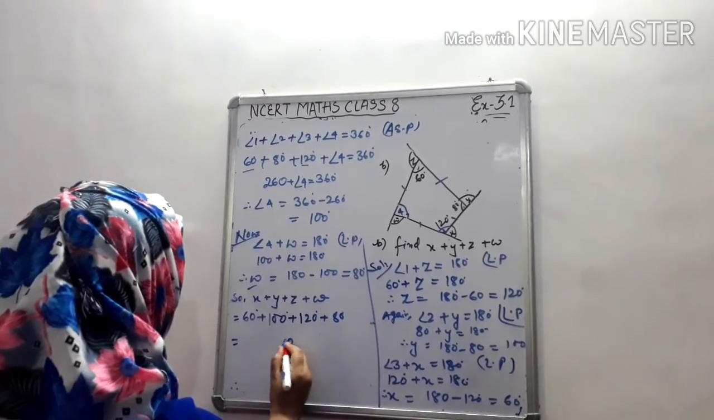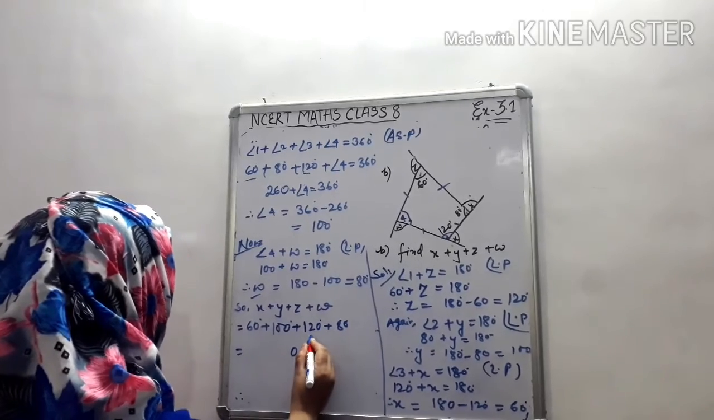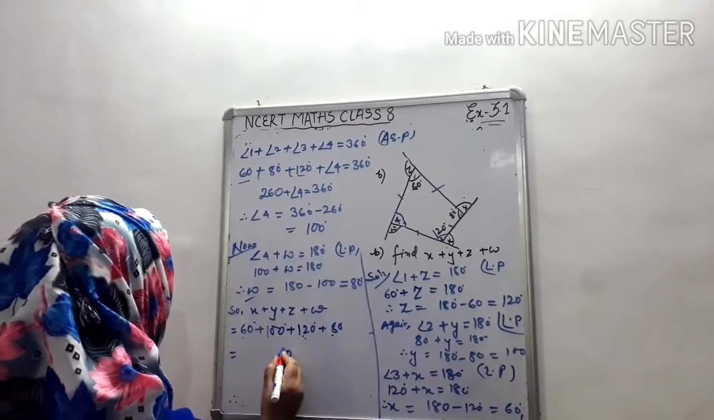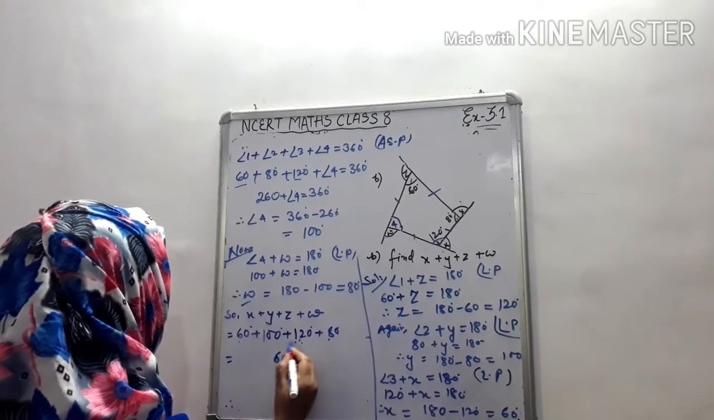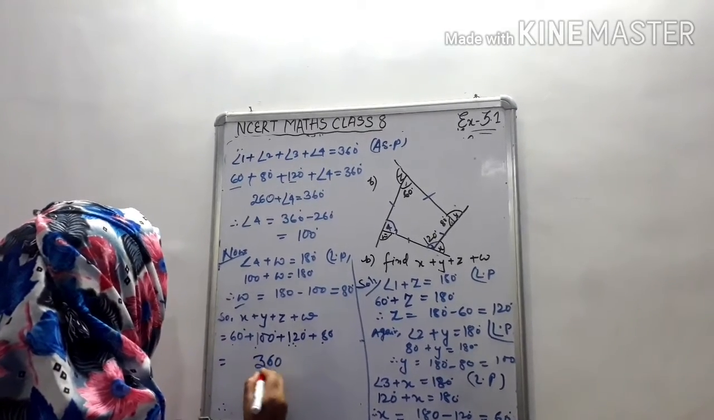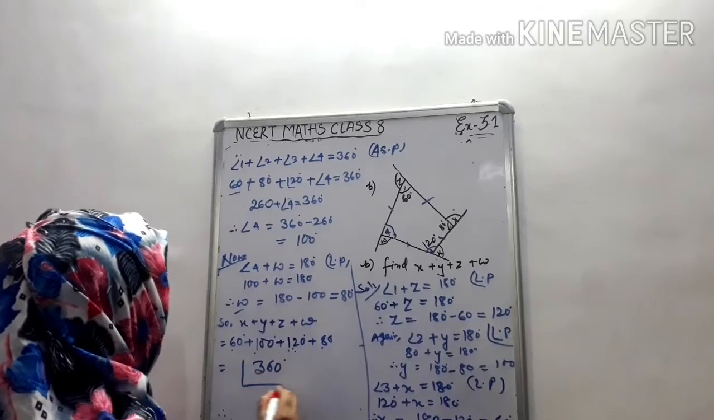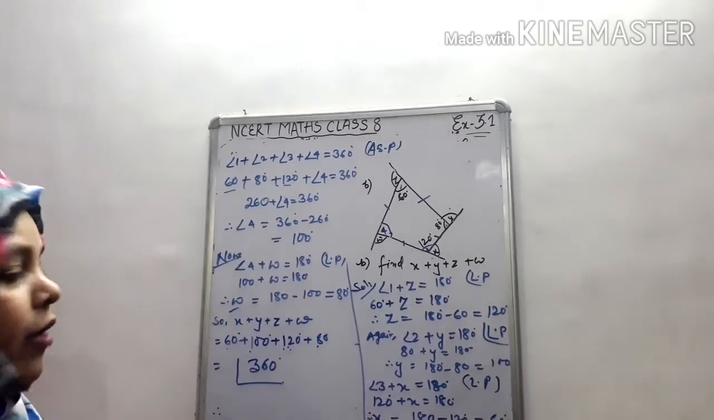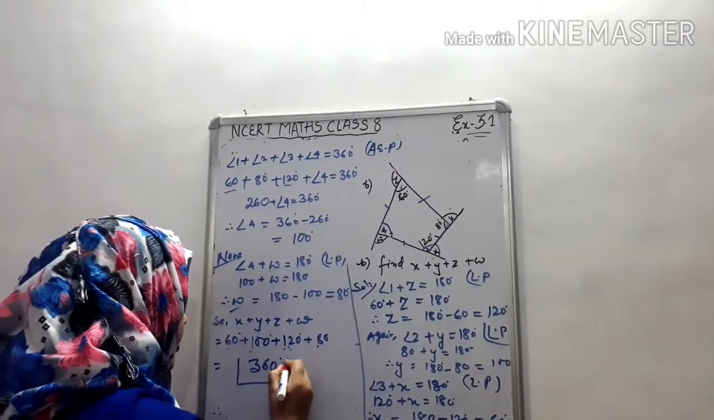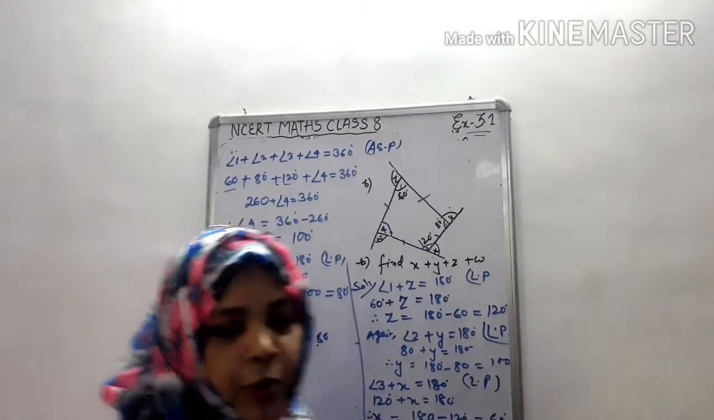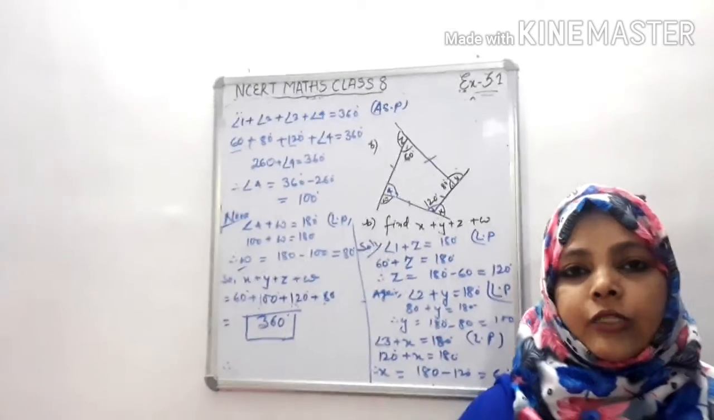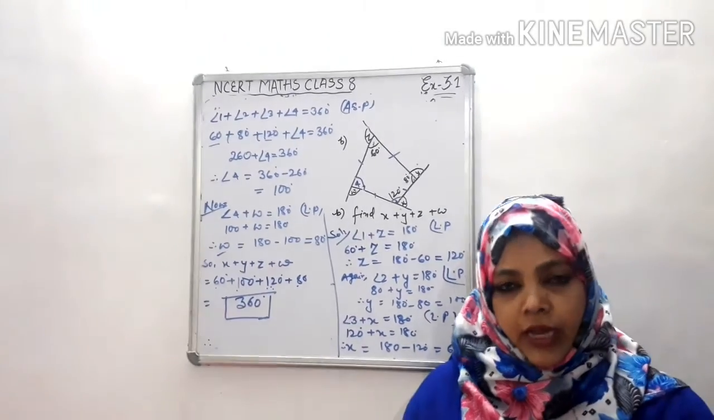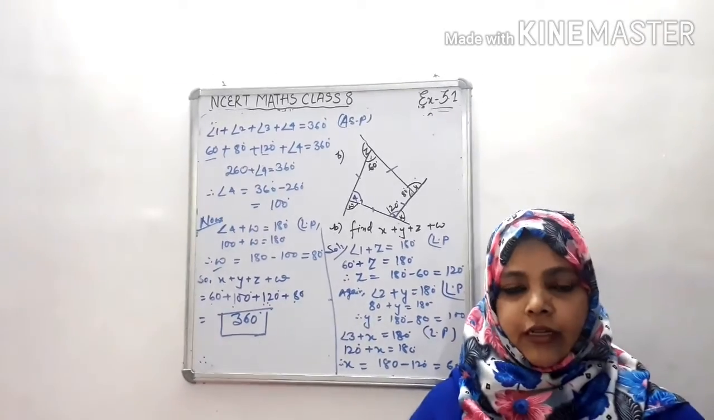0, 0, 0, 0. Okay. 8 and 2 is 10, 0 carry 1. 8 and 2 is 10, 10 and 6 is 16. 16, 6 carry 1. Now 1 plus 1 is 2, 2 plus 1 is 3. That is 360 degrees. This is the value of all these. It means when we add x plus y plus z plus w, we get the total value 360 degrees. Anyway, we know that the sum of all the external angles is 360 degrees. If we add all the external angles, the value we get is 360.